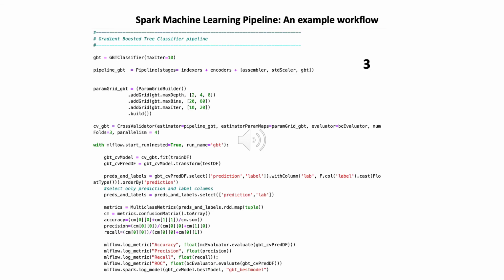Once the data is in the right format, we can instantiate a classifier of choice such as gradient boosted trees. A parameter grid can be set up to choose the best hyperparameters using threefold cross-validation. Metrics such as accuracy, recall, precision, and ROC for the best model can be tracked by MLflow. The best model is also saved for deployment.